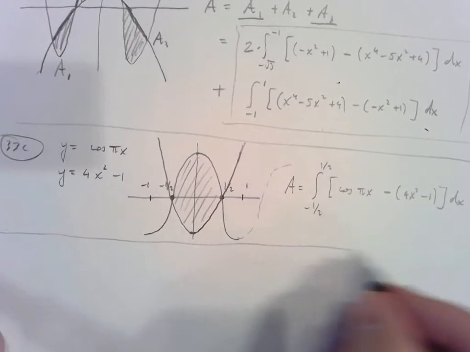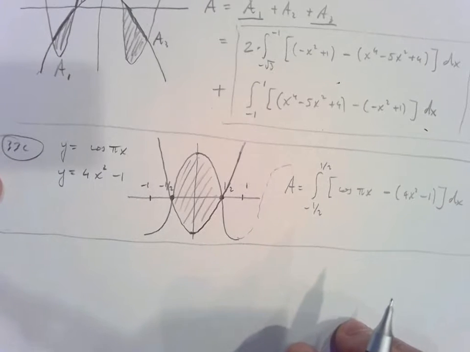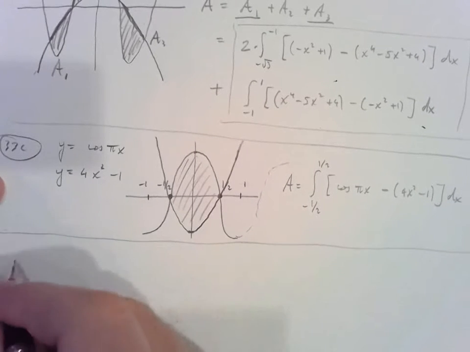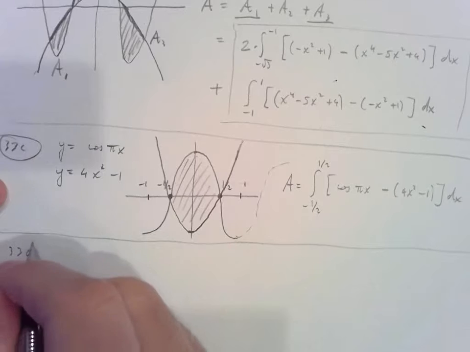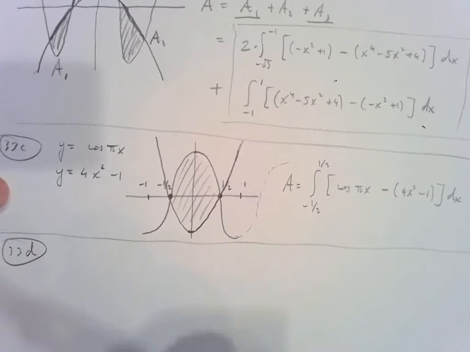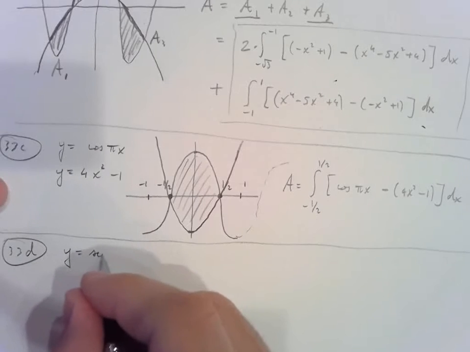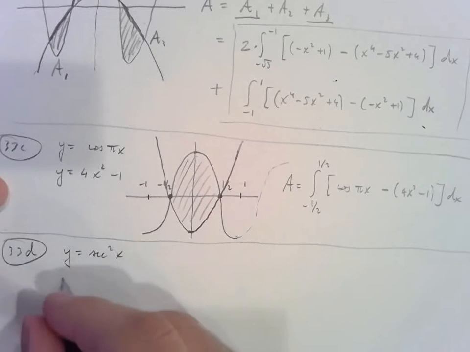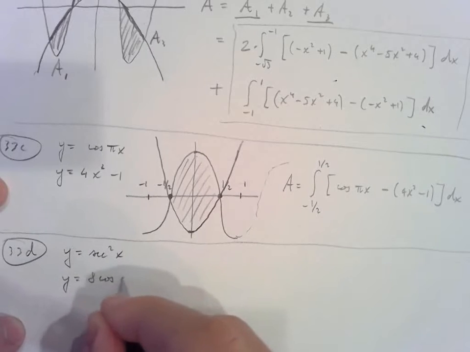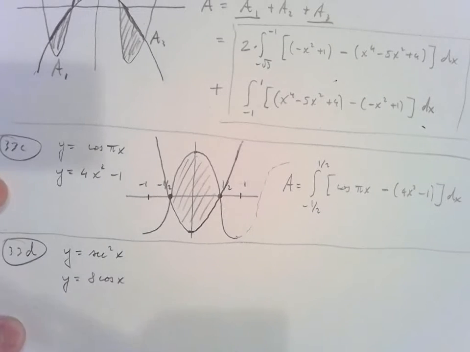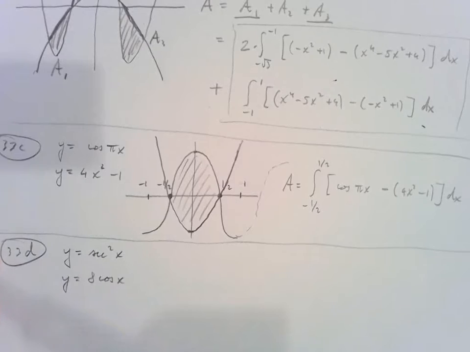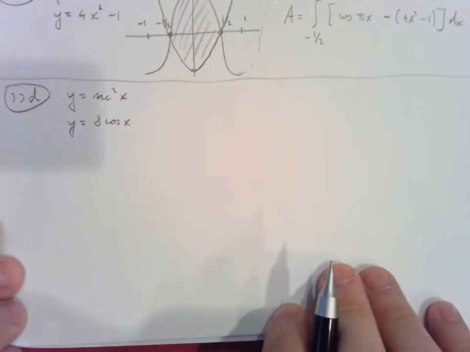Let's finally move on to part 33D. And for this one, we're looking at the curves y equals secant squared of x and y equals 8 cosine of x. So let's quickly sketch what that looks like.